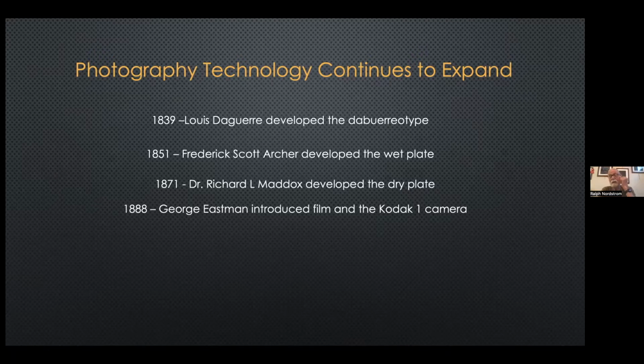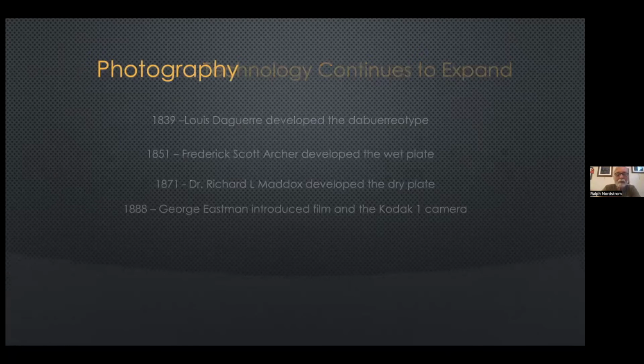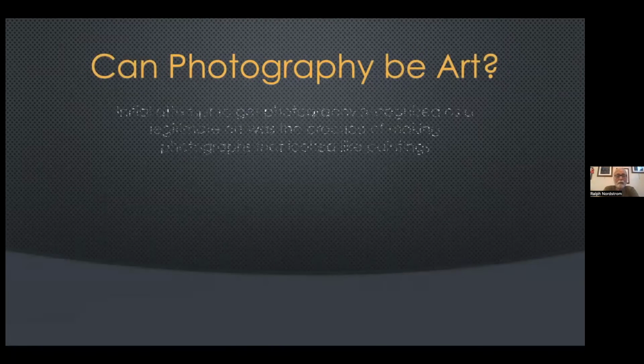The Kodak One camera cost $25. It came with a roll of film in it that would take 100 pictures. When you've used your 100 pictures, you just send it back to Mr. Eastman in New York, and he would develop the film for you, make prints for you, put another roll of film in for you, and send it back to you for $25. But this really put photography in everyone's hands, at least anyone that had $25 back then.